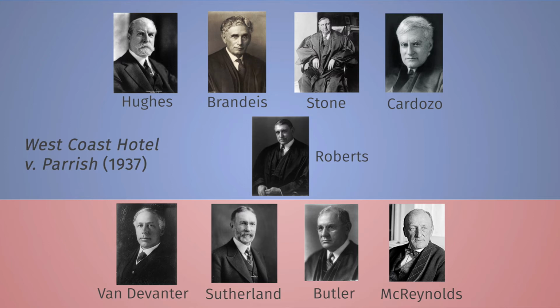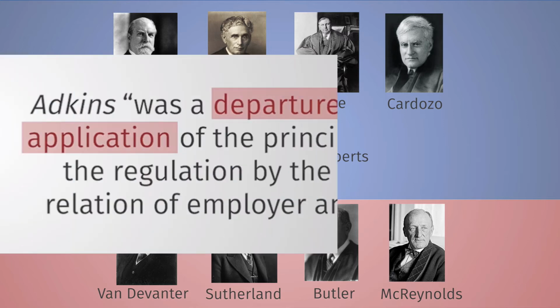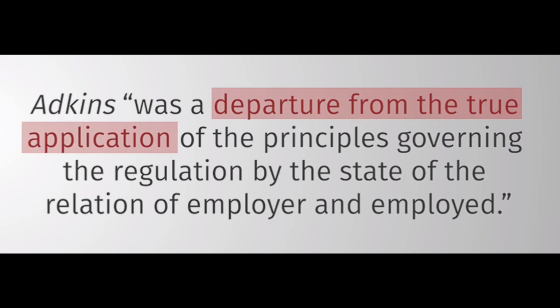He explained that Adkins, decided only 13 years earlier, was a departure from the true application of the principles governing the regulation by the state of the relation of employer and employee. Furthermore, cases since Adkins, including Gorman and Nebbia, applied those principles properly through the presumption of constitutionality. Chief Justice Hughes could not reconcile Adkins with Gorman and Nebbia, and therefore the court overruled Adkins. So, with Adkins out of the way, it was easy for the court to uphold the Washington minimum wage law.